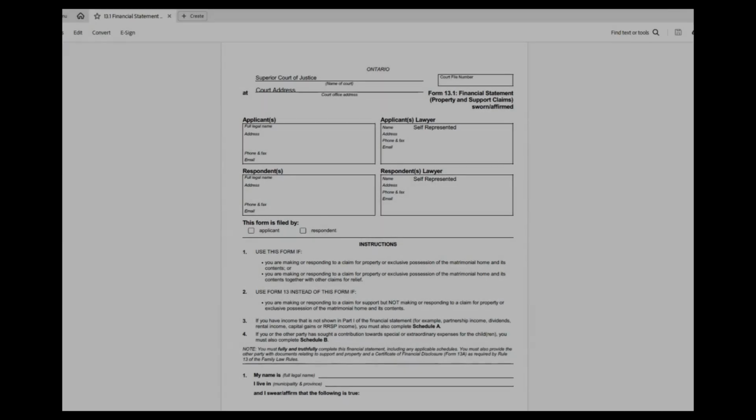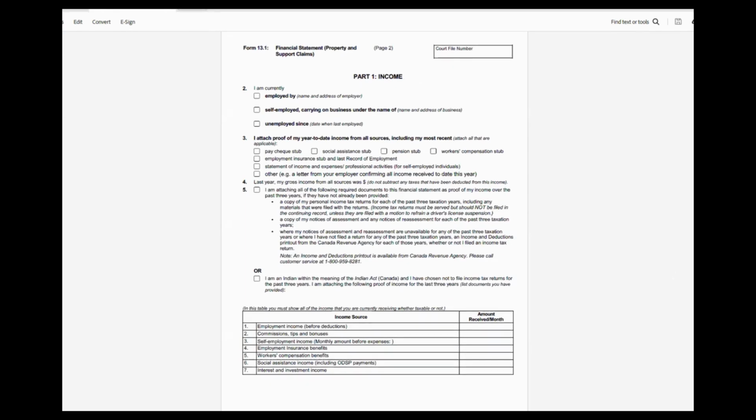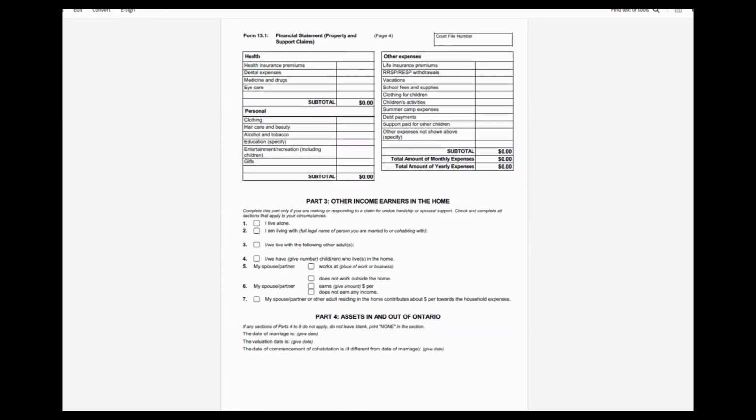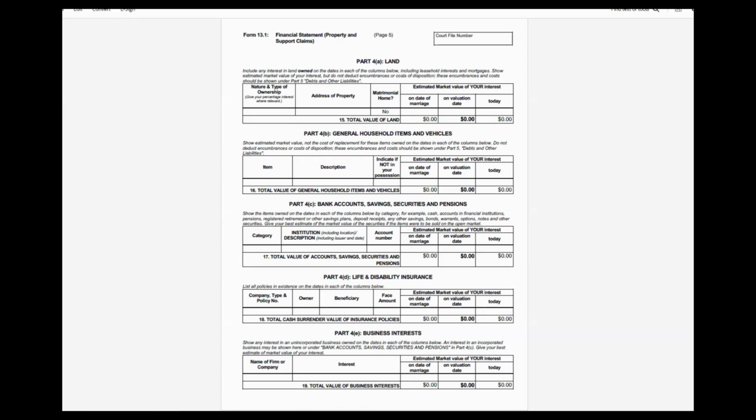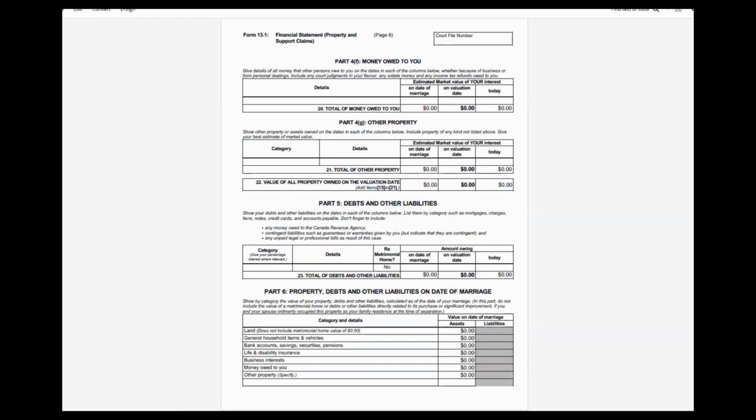If there are property issues, and I explained it in my first segment, you need to fill out the form 13.1. Again, you fill out your income, expenses, but with details about your assets and debts. So for instance, on the date of separation, what were your assets with respect to your personal account, investments, bonds, savings, property, vehicles, even if you have cash in a safe, you have to disclose that. And your debts, line of credit, mortgage, credit card, student loan, etc.